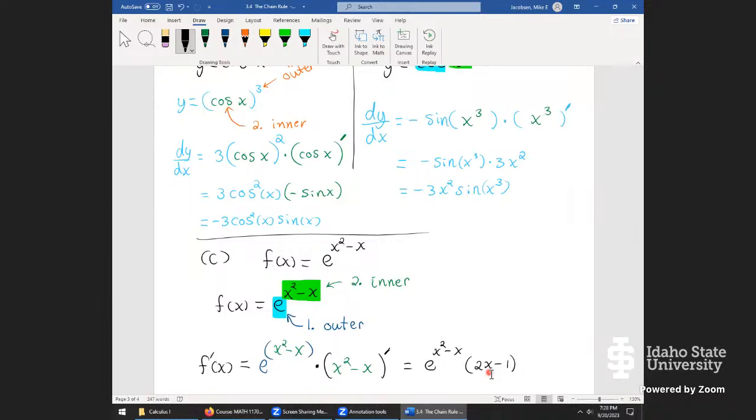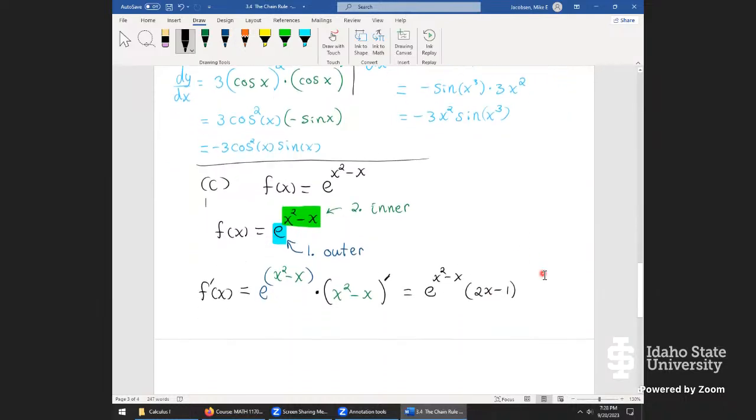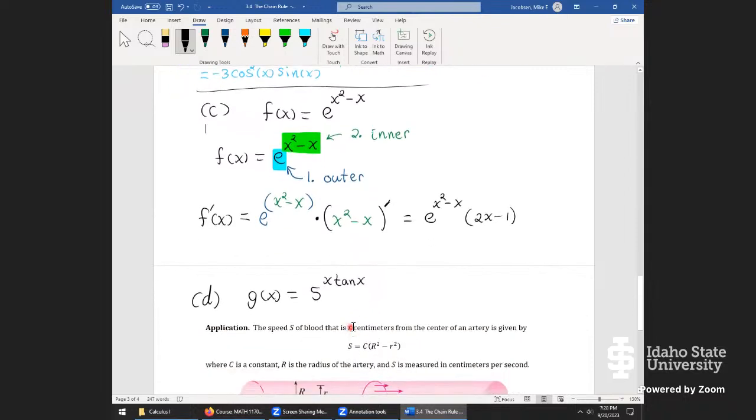Let's try one that is, let's see, not too bad just yet, but it's kind of building towards something. Let's let part D be g of x equals another exponential, but this time it's annoying. It's a base 5 exponential because why not? We can definitely do that. And the exponent, instead of an x squared minus x, let's do x tangent x. So that's a wild function, right? It's a base 5 exponential with an interesting exponent in its own right. We want to differentiate that.